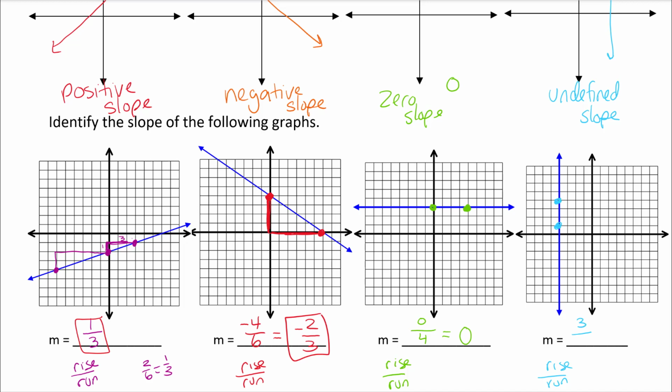And how far did I run horizontally? Well, I didn't run at all, so that's 0. 3 divided by 0 is undefined. Remember we said a 0 under the line is undefined, which makes sense because a vertical line should give us an undefined slope.